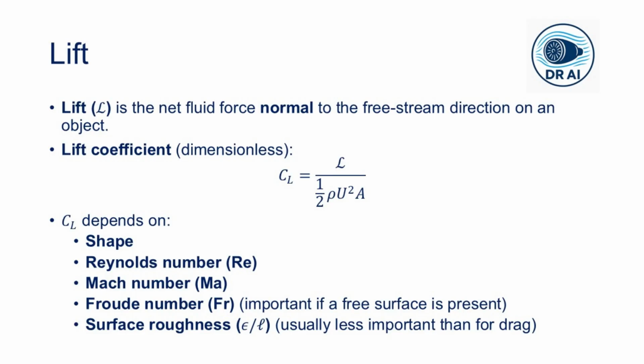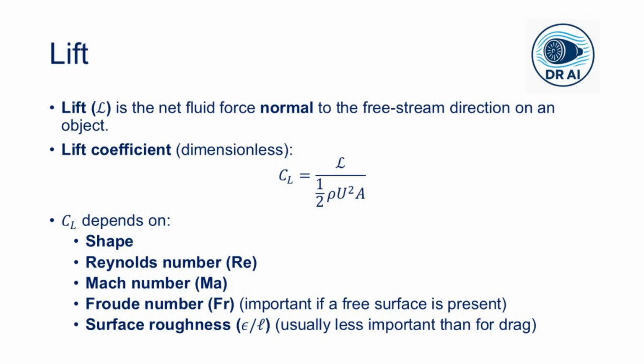So why the planform area rather than the frontal area? Because for a thin wing, the frontal area is very small, just the leading edge thickness times the span. Using planform area gives more meaningful coefficient values, typically on the order of unity. A lift coefficient of 1 means the lift force equals the dynamic pressure times the wing area. So the lift coefficient depends on the same dimensionless parameters as the drag coefficient, which are shape, Reynolds number, Mach number, Froude number, and roughness over length, epsilon over L.